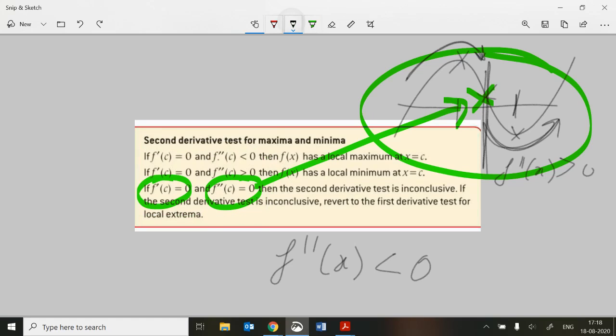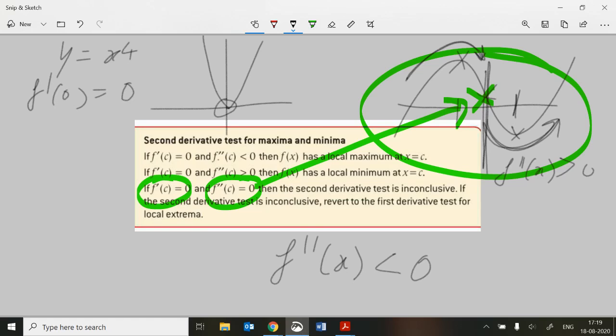Okay, well, what about when we have y equals x to the power of 4? That one looks a bit like a quadratic. It's going to look like this. Now, we're going to get a turning point when we put in 0. So if we call it f of x, we can say f dash of 0 is going to be 0. So we definitely know there's a turning point.